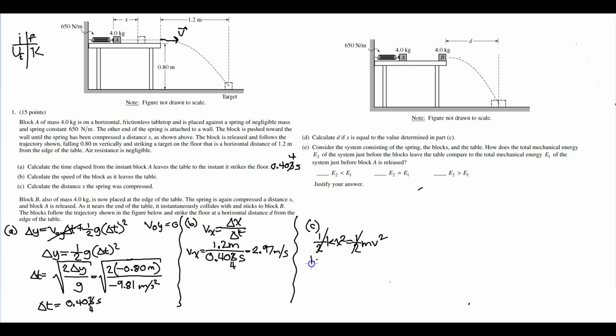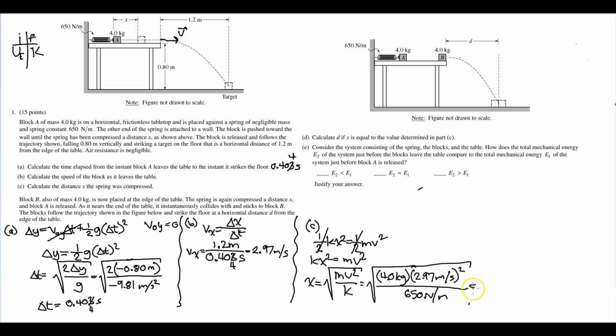The 1/2s cancel. We have k x squared equals m v squared. If you want to find x, you divide by k, then take the square root. So x equals the square root of m v squared over k. Mass is 4.0 kilograms, and v is 2.97 meters per second, squared, over our spring constant, 650 newtons per meter.